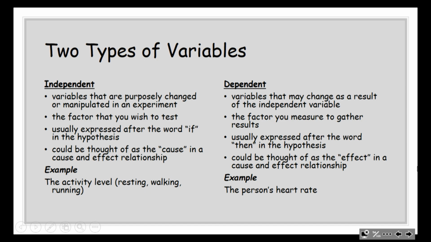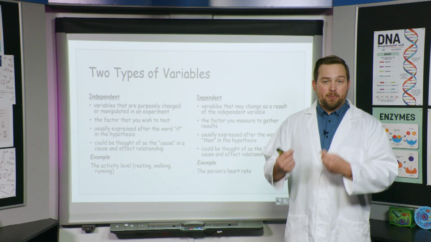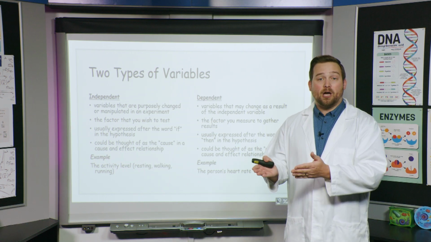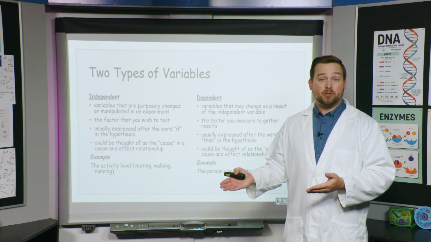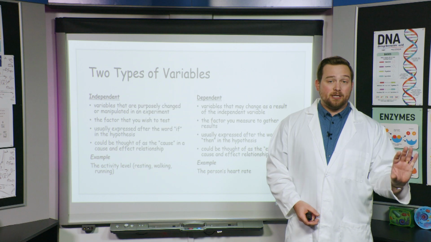So let's go back to that example I gave you earlier about how exercising might be affecting your heart rate. In that example, the activity level, whether you're resting or walking or running, would be the independent variable because we're purposely wanting the test subjects to pick one of them to do to see how it's going to affect their heart rate. So that's the independent variable.